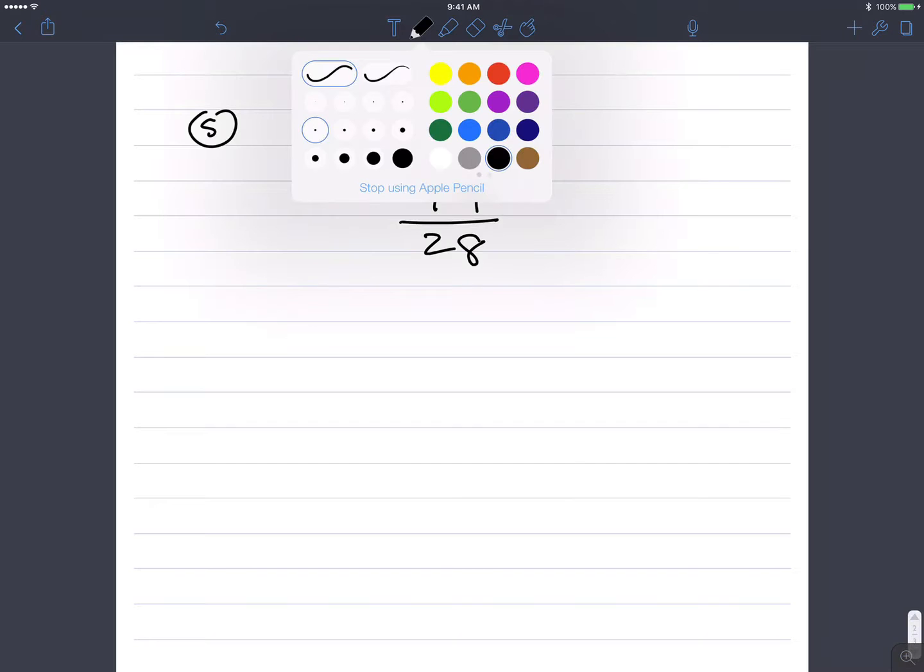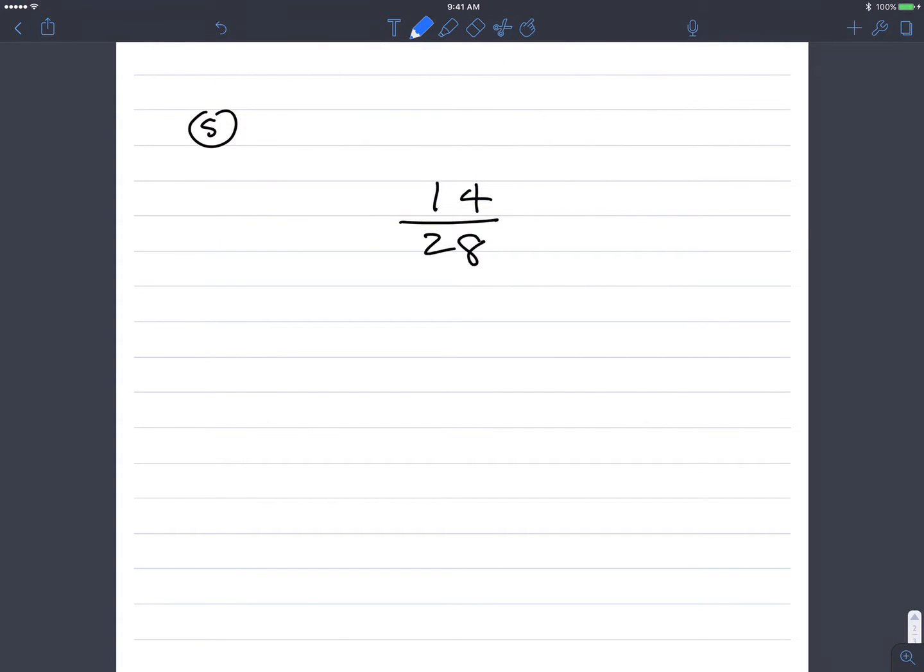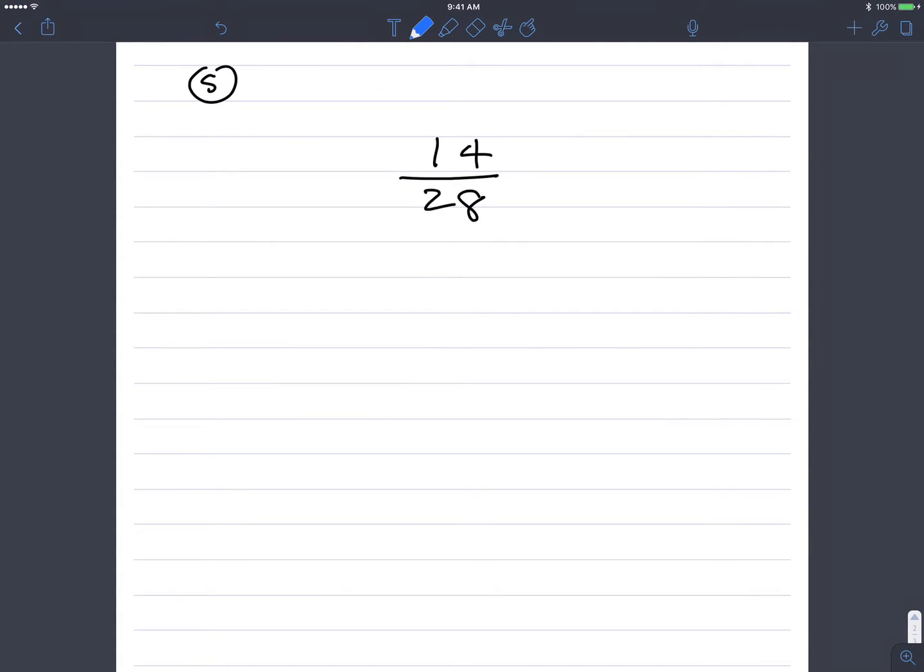Let's look at number 5. 14 over 28. We're going to break down 14 first. Two numbers multiplied together that give 14 are 2 and 7. They're both prime, so we're done with factoring 14.